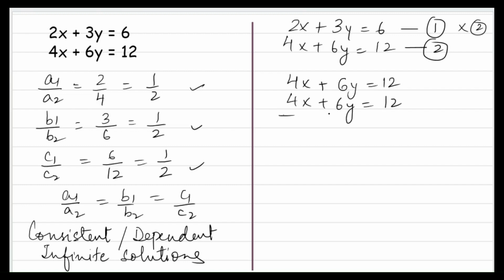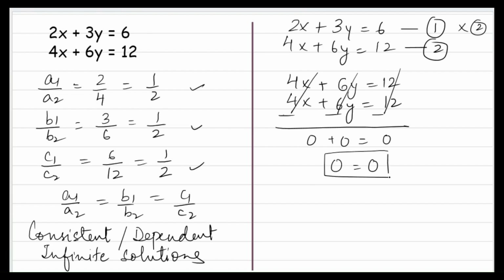And now let's subtract these equations. 4x minus 4x, 0. 6y minus 6y, 0. 12 added to minus 12, 0. So what did I get? I got 0 equals 0. Is this a true statement? Of course, 0 is equal to 0. Now, since there is no specific value of x and no specific value of y, that is why this linear system has infinitely many solutions.